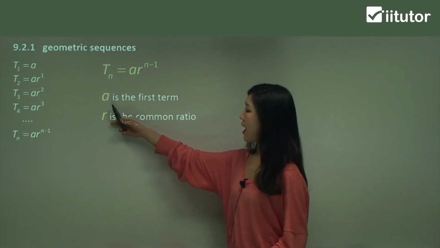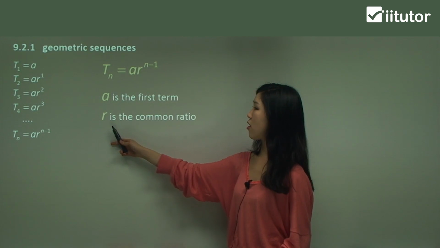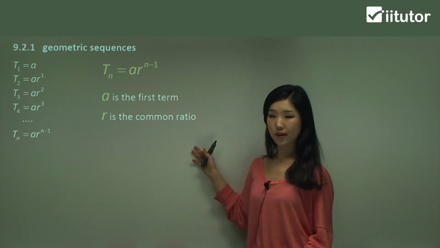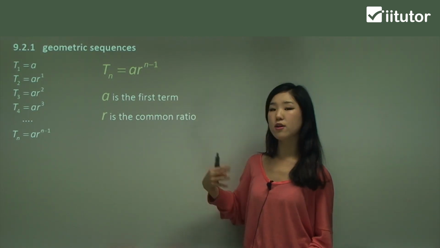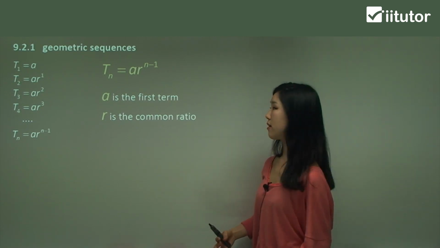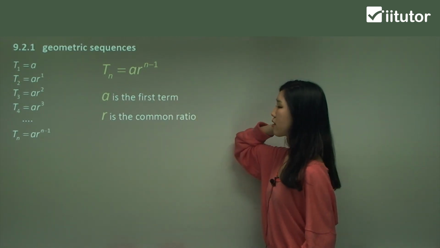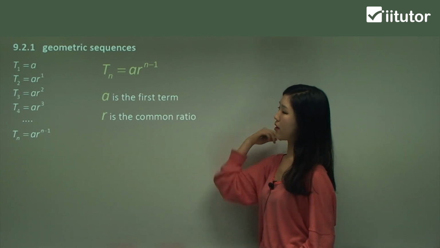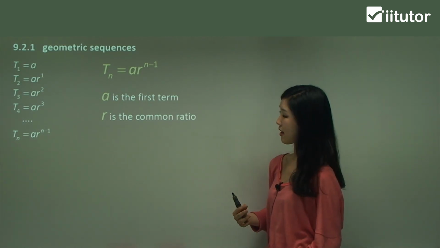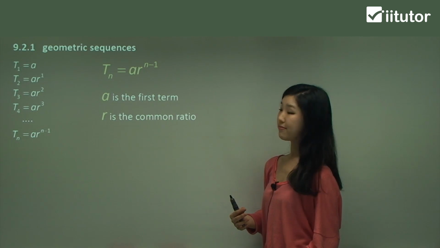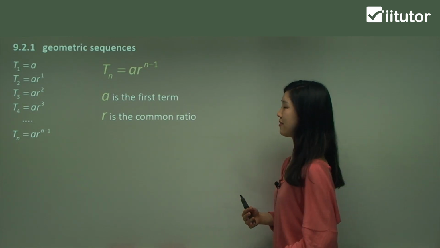Again, A is the first term, R is known as the common ratio. So we multiply by R to get the next number. Yes, you have to memorize this, guys. Try to remember this because we're going to utilize it throughout all our questions. So have a look at that, guys, and let's try to apply that onto our questions.